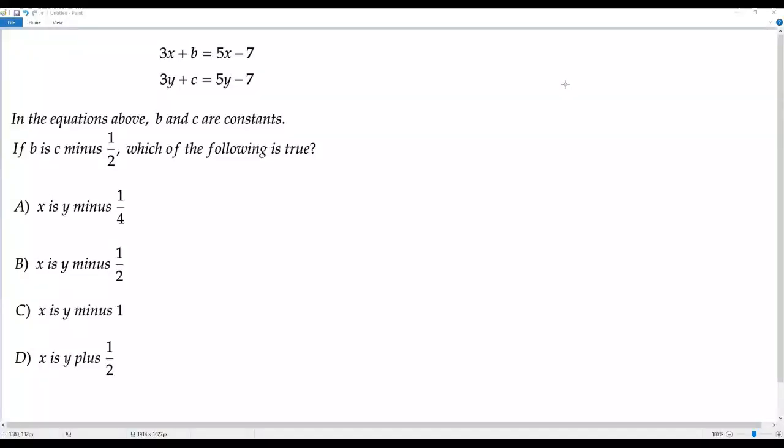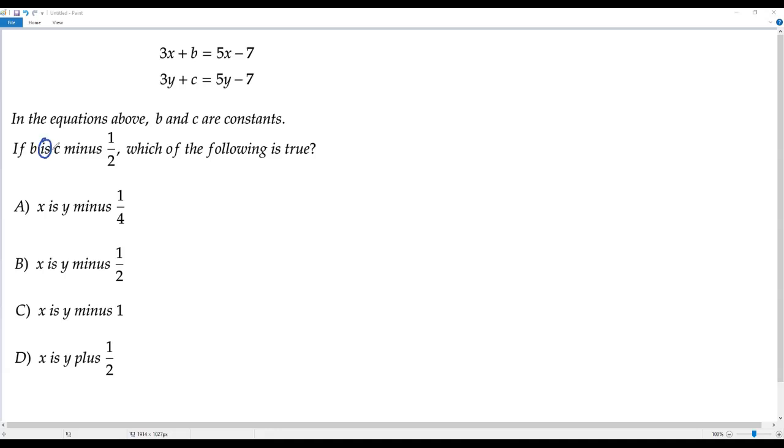Here we have a SAT math question. Okay, let's go with the information. So here we have two linear equations, that is 3x + b = 5x - 7, 3y + c = 5y - 7. In the equations above, b and c are constants. If b is c minus 1 over 2, which of the following is true?